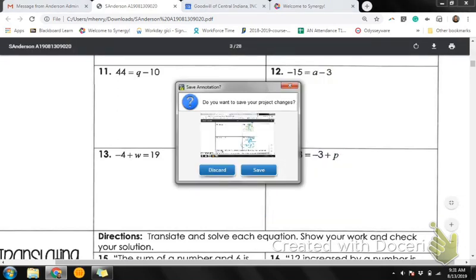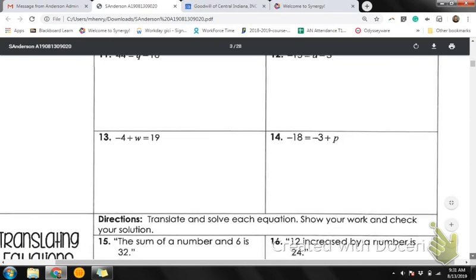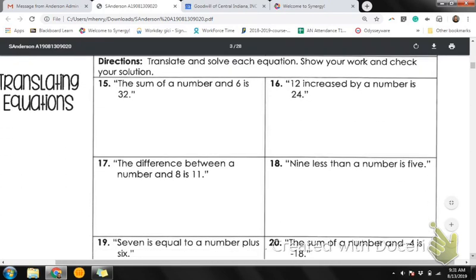Okay, this bottom part says translate and solve each equation. Show your work and check your solution. So translating equations means going from words to numbers. Let's talk about a couple things. Over there on the left side, we're going to talk about some vocabulary.